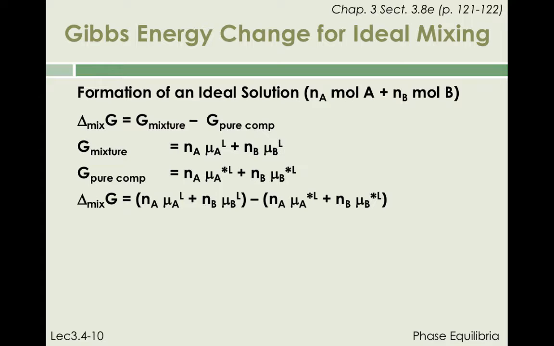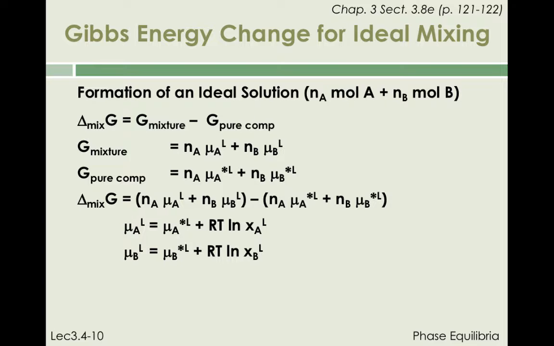Now, using Raoult's law for the solvent and the solute in solution, since we are interested in ideal solution, we can express the chemical potentials mu A liquid and mu B liquid in terms of the mole fractions of A and B in solution, and in terms of mu A star liquid and mu B star liquid respectively, and obtain mu A liquid equals mu A star liquid plus RT times the natural logarithm of XA liquid, and mu B liquid equals mu B star liquid plus RT times the natural logarithm of XB liquid.